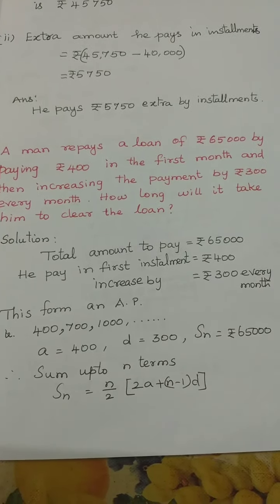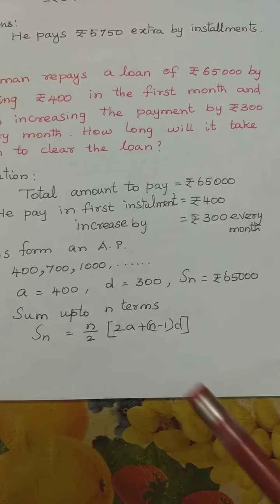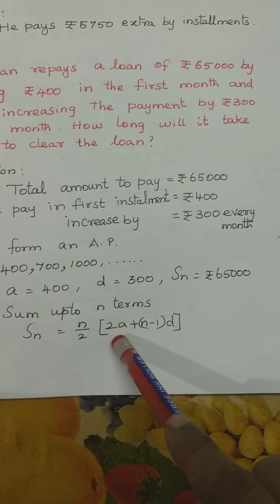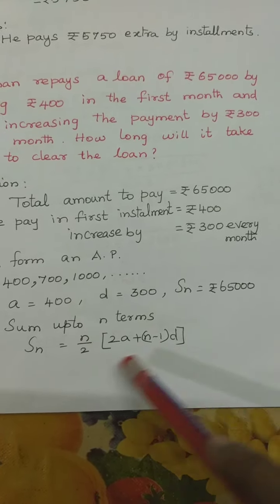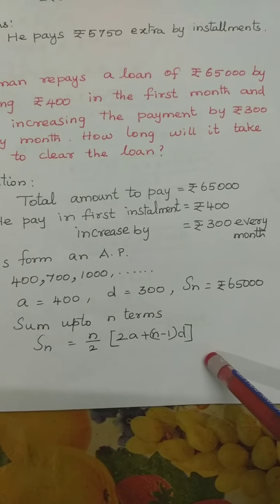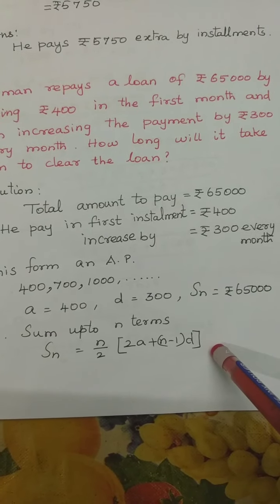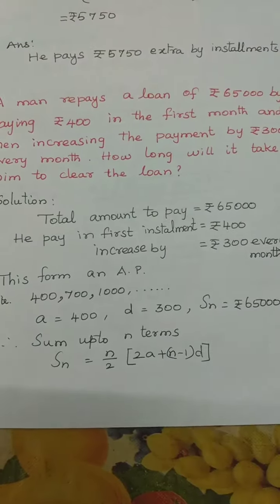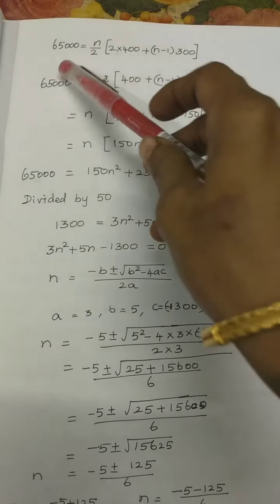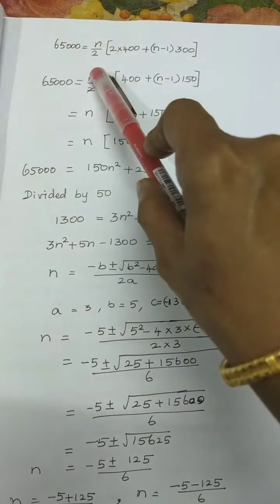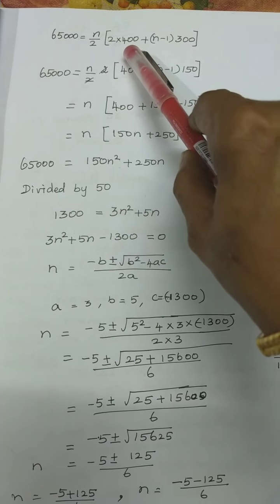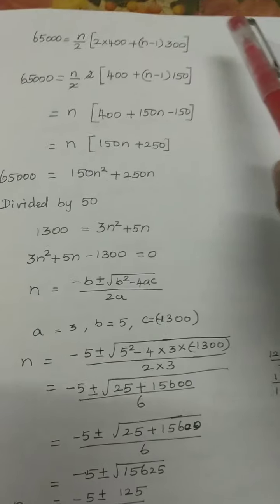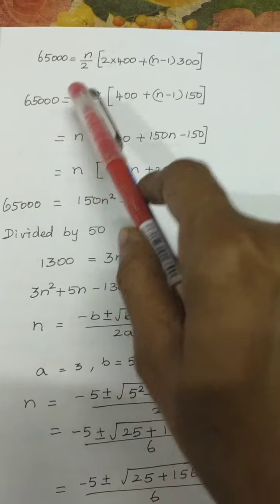number of months. So for calculating that, we use the sum up to n terms. Sn is equal to n by 2 into 2a plus n minus 1 into d. This is the formula we are going to use for finding the number of months, that is, how long it will take him to clear the loan. So Sn is equal to 65,000, n by 2 into 2a, that is 400, plus n minus 1. We don't know n. D is 300.